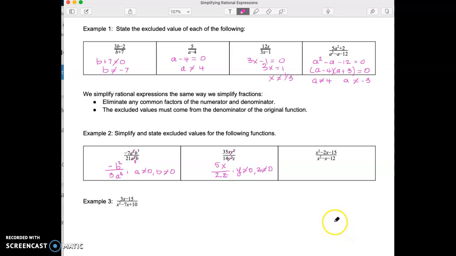Most of the ones that we look at are going to look like this third example. They're just going to have a single variable. These are the ones that we can actually graph, and then we'll start to talk about some of the characteristics of the function. So we're going to factor the top.